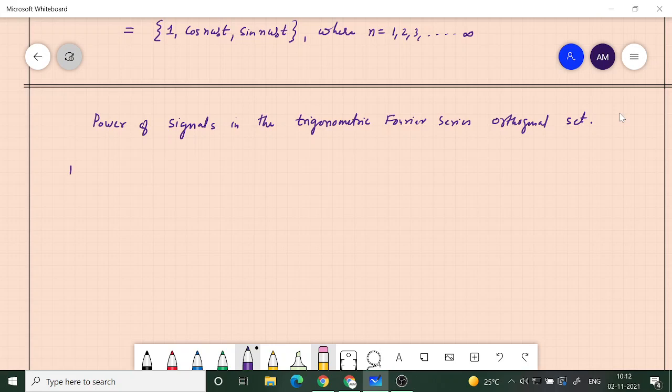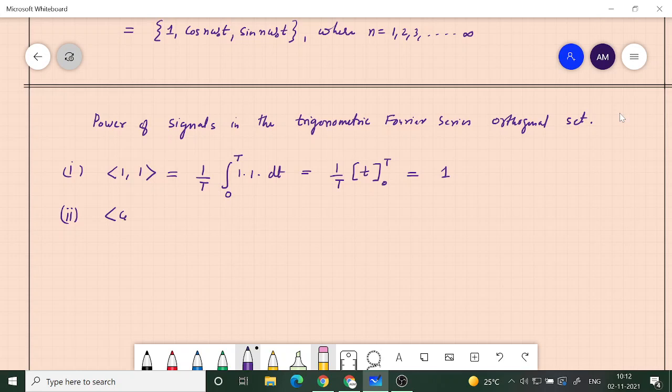So the first one is inner product of 1 with 1. That is very easy. 1 by T, integral from 0 to T, first function into the conjugate of the second, dt. That is 1 by T. Integral of dt is T. So that is 1. Correct? Yes, sir.